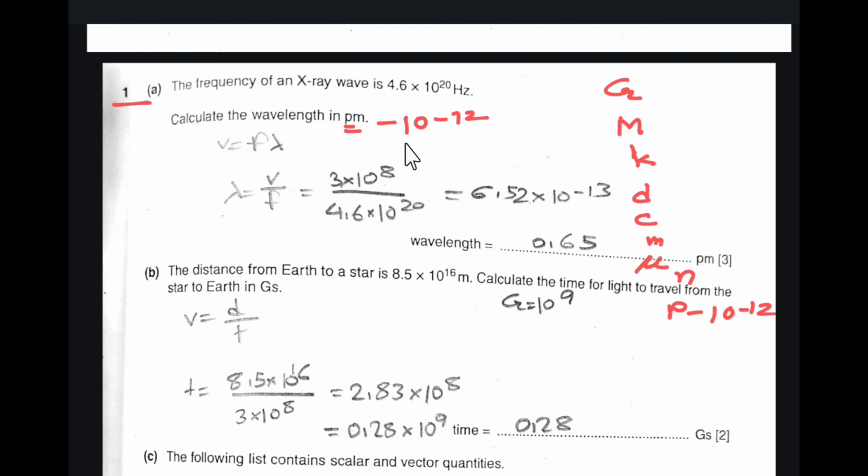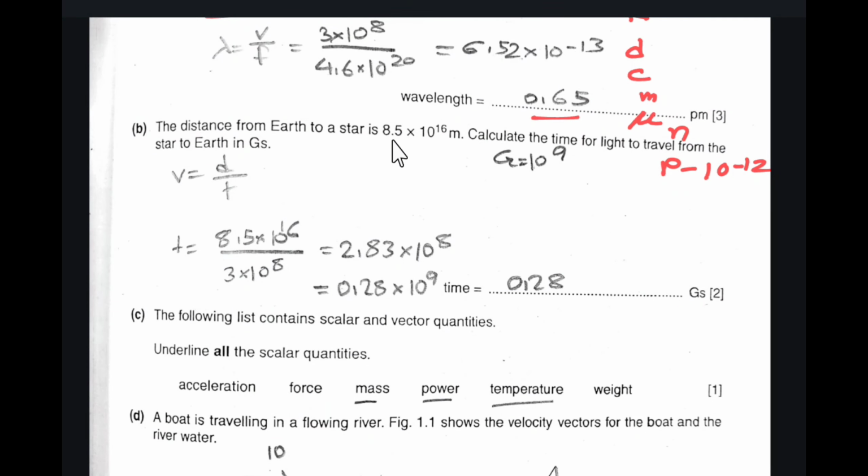So we need to calculate the wavelength in picometers. We know the equation v = fλ. By using this equation, we know the value of frequency, and since it is an X-ray, it is an electromagnetic wave, so its speed is 3.00 × 10^8. After substituting the values, we get the wavelength as 0.65 picometers.